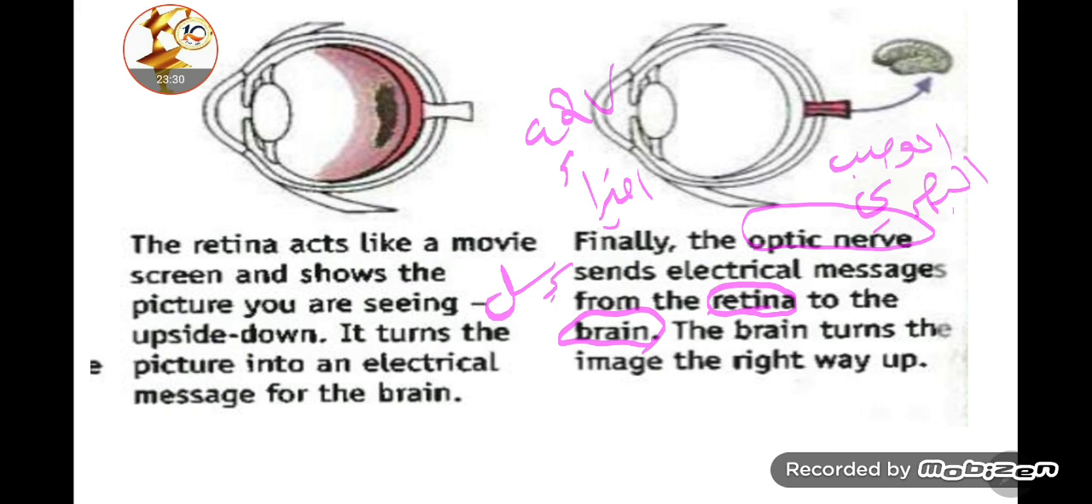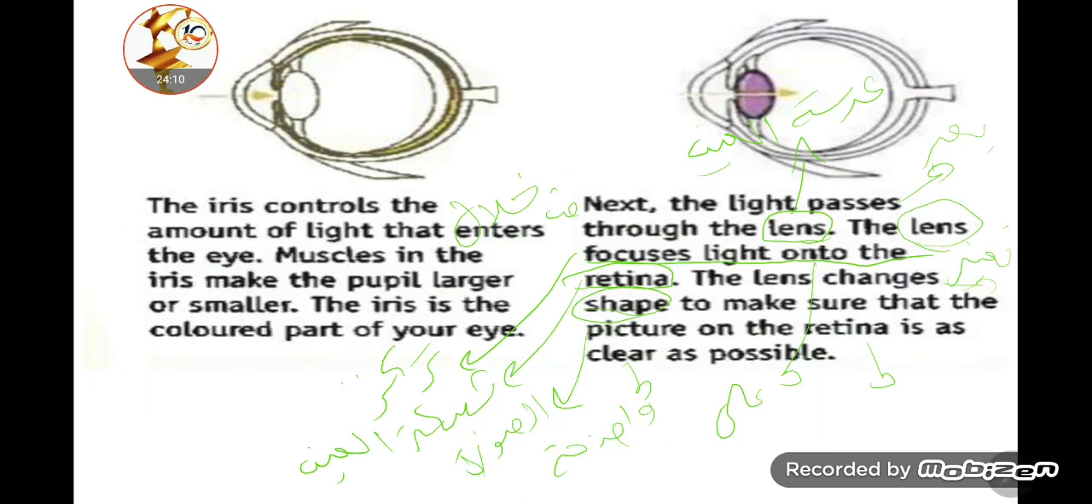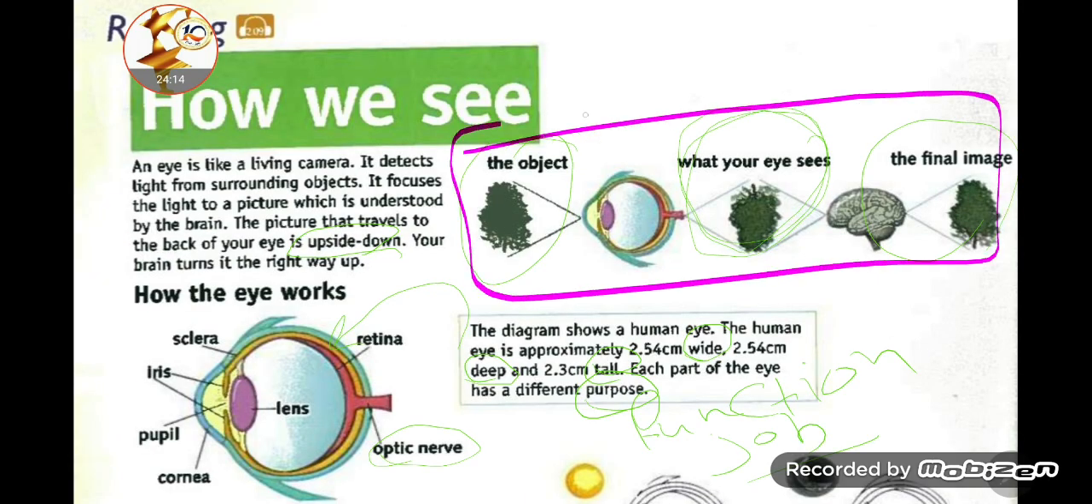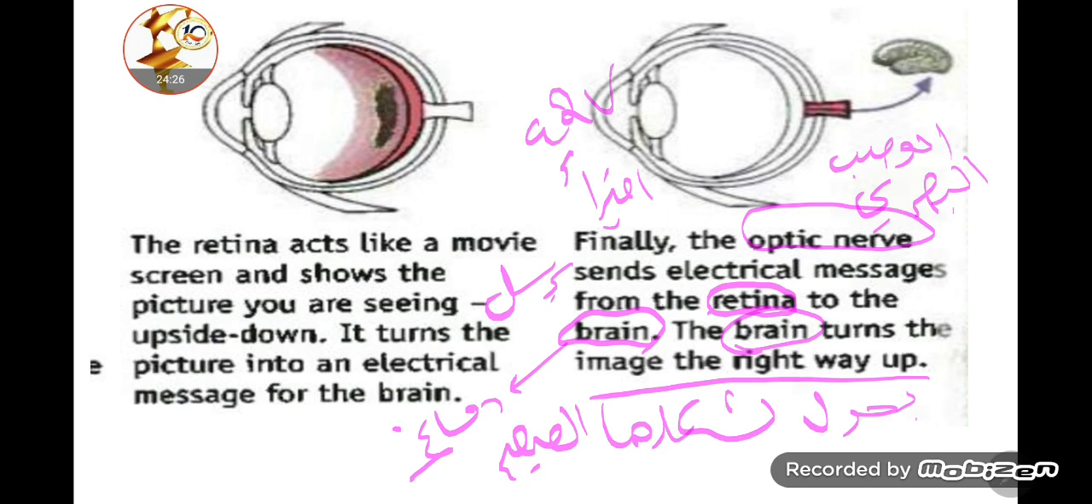شايفين كيف الترابط ما بين كل أجزاء العين؟ from the retina بتمسك الرسالة electrical messages، الرسائل الكهربائية، بترسلها وين؟ to the brain، لدماغك. the brain turns، هلأ the brain شو بيعمل؟ شو وظيفة the brain؟ الoptic nerves هي بتوصل electrical messages to the brain. هلأ وظيفة the brain، the function of the brain إنه turns the image the right way up، يعني بيحول الصورة لشكلها الصحيح، ترجع الصورة طبيعية مثل إذا بتتذكروا ما ورجيتكم هون بهذا الدياجرام. شايفينه؟ حكينا إنه الأوبجكت كيف بيكون، العين كيف بتشوفه، وبالدماغ كيف بيرجعوا للشكل الطبيعي. أوكي؟ إذن هذا بالنسبة للأوبتيك نيرف.